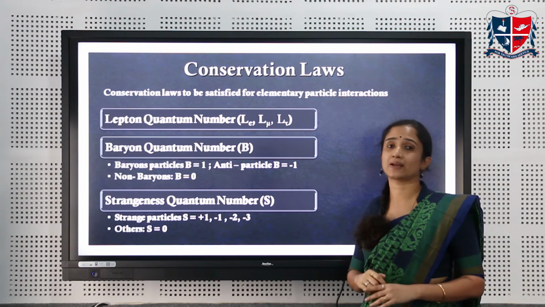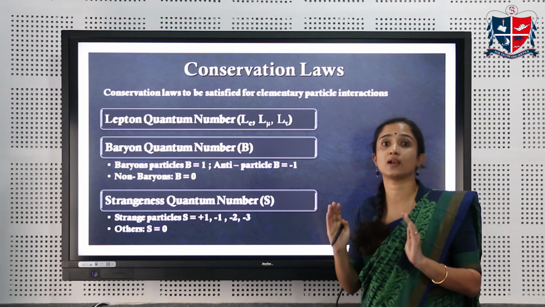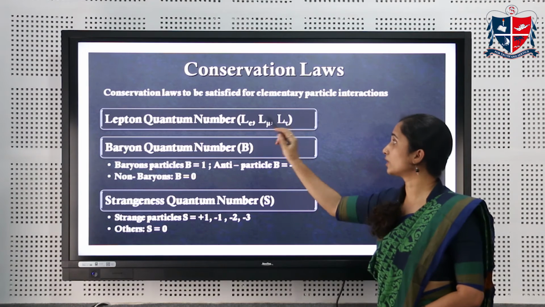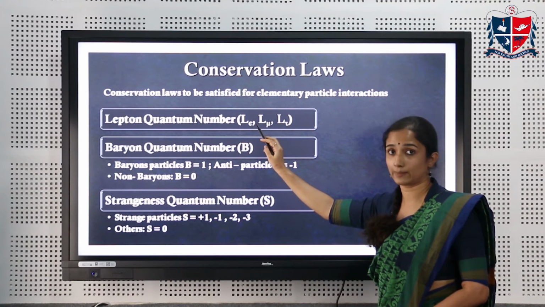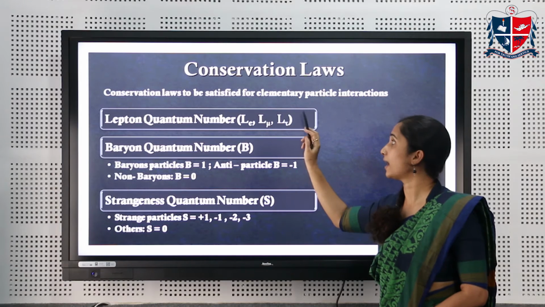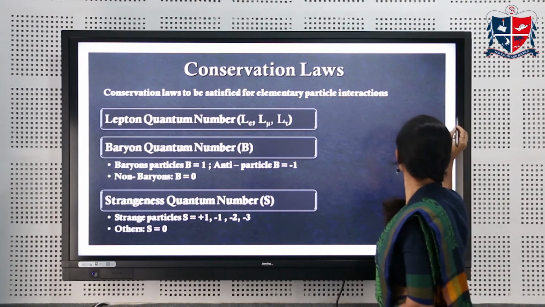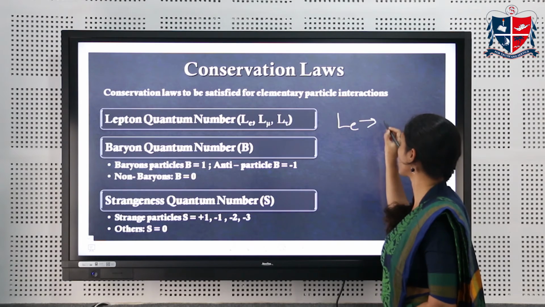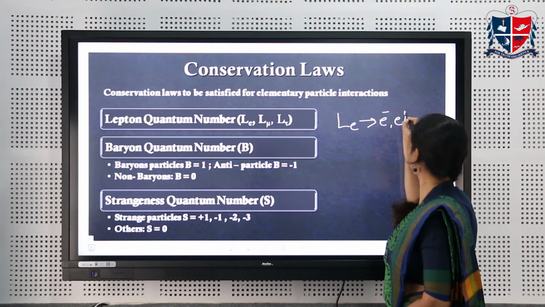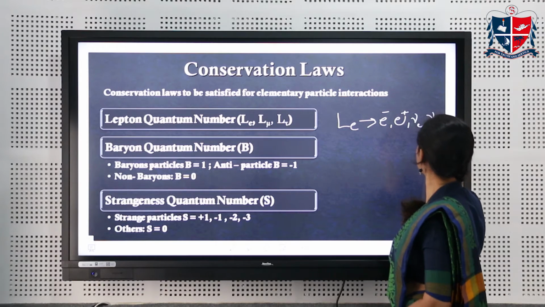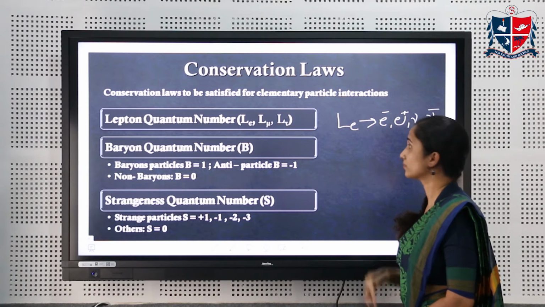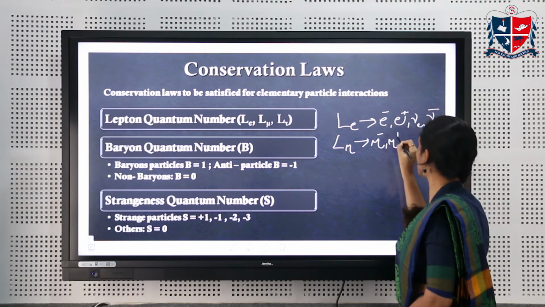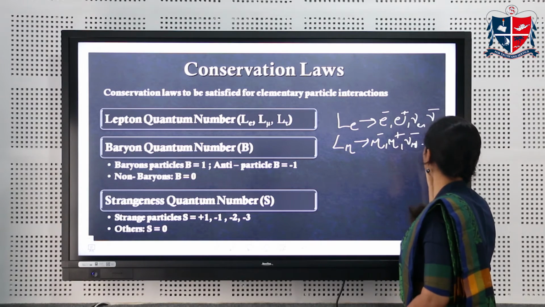Lepton quantum number, as the name specifies, is exclusively for leptons, that is for electrons, muons and tau particles. So there are three quantum numbers: an electron lepton number, a muon lepton number and a tau lepton number. The electron lepton number, Le, is obeyed by the electron family. We have electron, positron, electron neutrino and electron antineutrino. Similarly, the muon lepton number is obeyed by the mu family, and the tau lepton number is obeyed by the tau family.